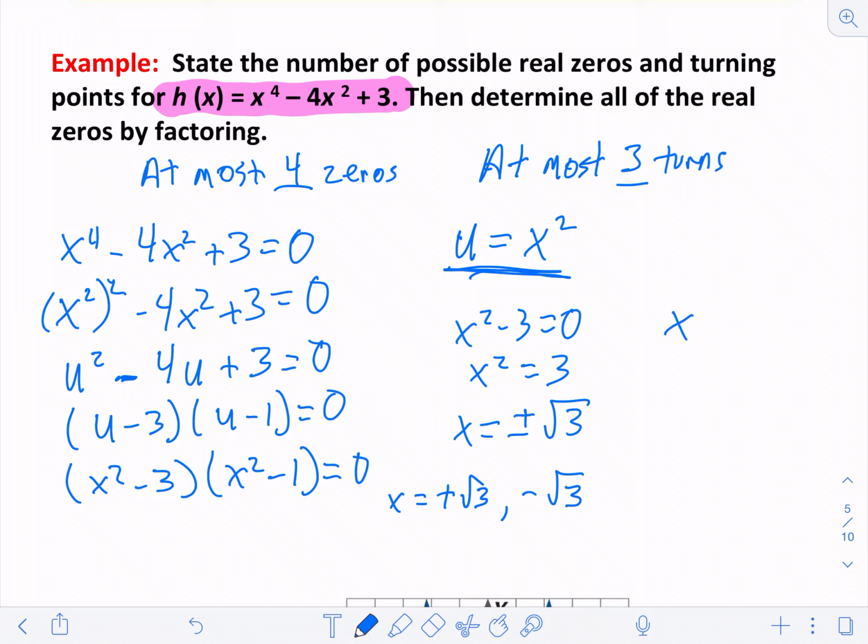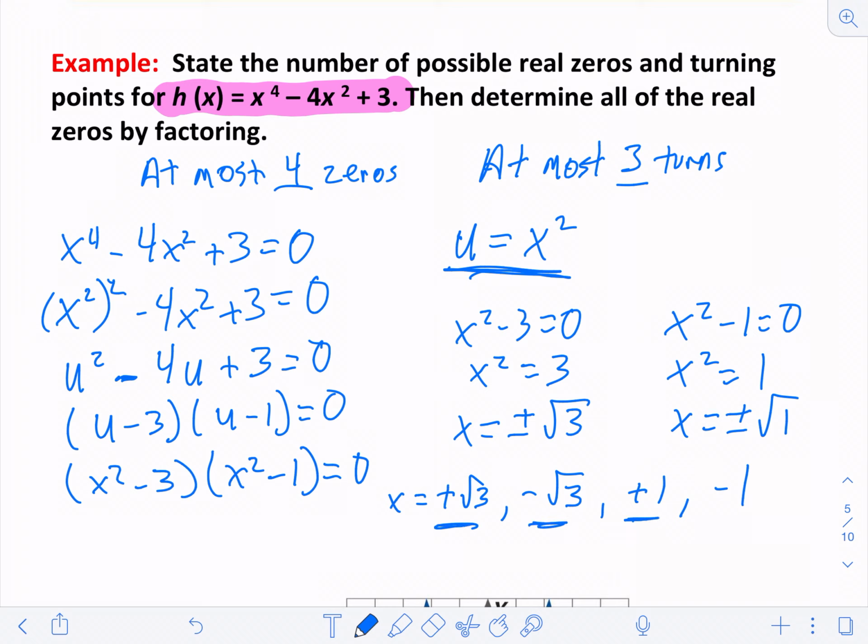But likewise, with the other factor, x squared minus 1 is equal to 0. Won't that be x squared equals 1, which means x could equal plus or minus the square root of 1, which is what? Positive 1 and negative 1. So those actually are my 4 zeros: radical 3, negative radical 3, 1, and negative 1. And you could verify this.